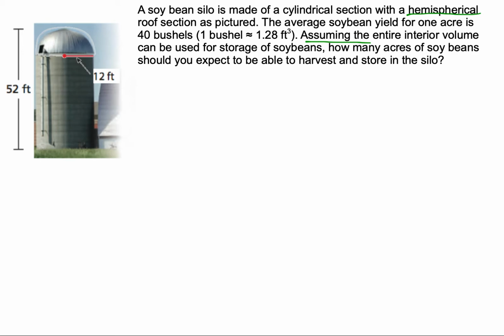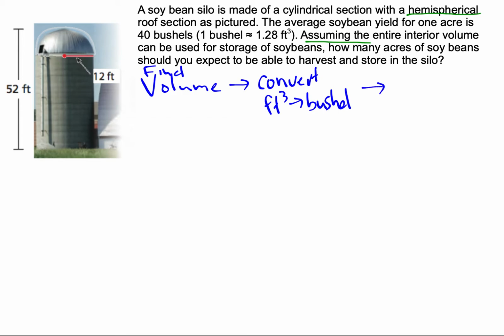Okay, so the first thing we would do here, let's plan things out. We are obviously going to have to find the volume of this solid, this silo. After we find the volume, we need to convert the volume from cubic feet to bushels. And once we do that, we're going to have to calculate the acreage, the acres that can be harvested at 40 bushels per acre.